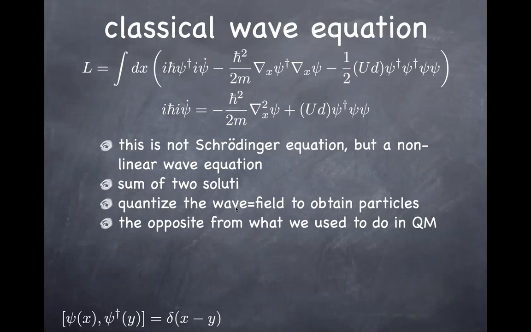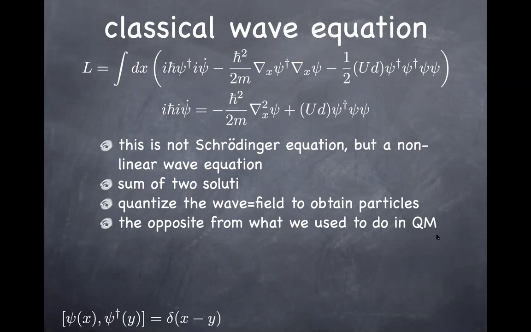So what we see here is the opposite of what we have done in quantum mechanics. This is some kind of wave equation. We don't know what this means yet, but somehow by quantizing this field or wave psi, you get particles out, because this is the creation and annihilation operators of particles. What we have done in quantum mechanics is you have a Lagrangian or Hamiltonian of particles. When you quantize it, you get the wave equation.